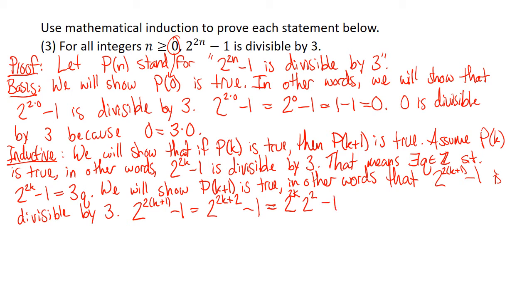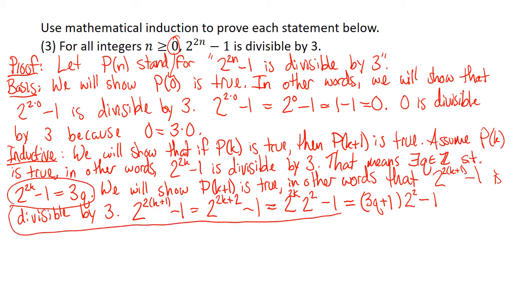And now I'm going to replace 2 to the 2k by 3q plus 1. Okay, so where is that coming from? That's coming from this. If I just move the 1 over to the other side, then I can make that substitution. So this is 4 times (3q plus 1) minus 1. Okay, so now I don't have any more exponents, which is great. So I'm just going to simplify this a little bit more. So this will be 12q plus 4 minus 1.